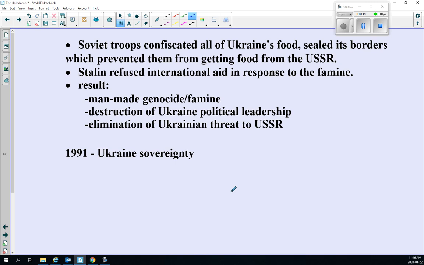He wants to get rid of the kulaks and the Ukrainians. So your results, I guess, are predictable. Man-made genocide through famine, death by hunger, the Holodomor. Ukraine's political leadership was destroyed. He eliminated the Ukraine as a threat to the security of the Soviet Union. And it wasn't until 1991 that Ukraine would finally get its political sovereignty from the Soviet Union.